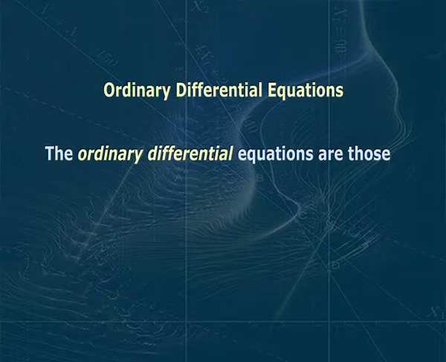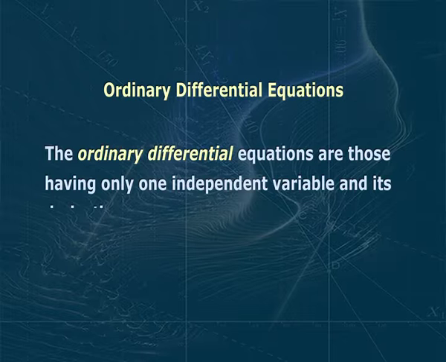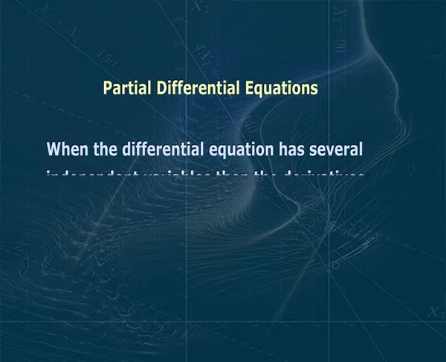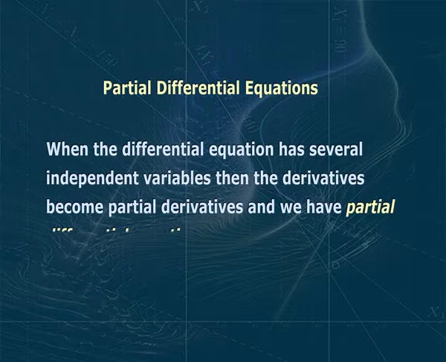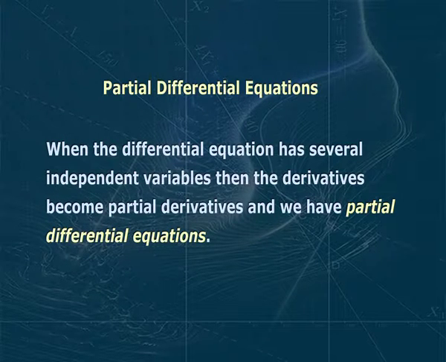The ordinary differential equations are those having only one independent variable and its derivatives. When the differential equation has several independent variables, then the derivatives become partial derivatives and we have partial differential equations. An ordinary differential equation is said to be linear if the dependent variable is of the first degree, that is, the y variable and its derivatives are of the first power only. In this case, the y variable and its derivatives are linearly combined.